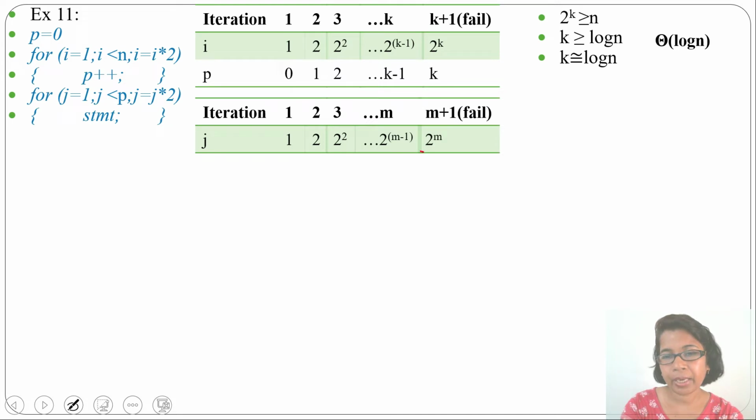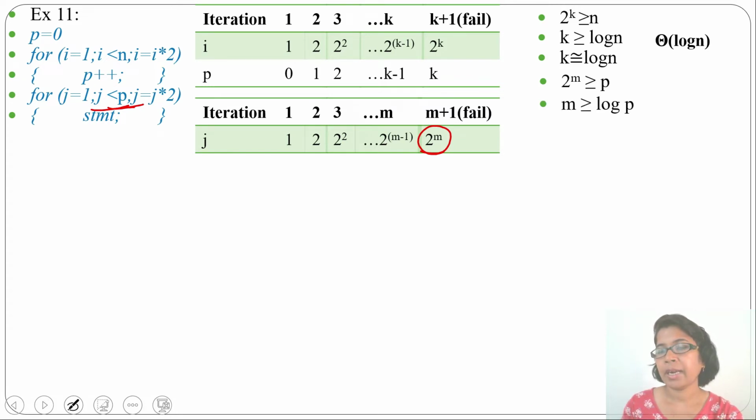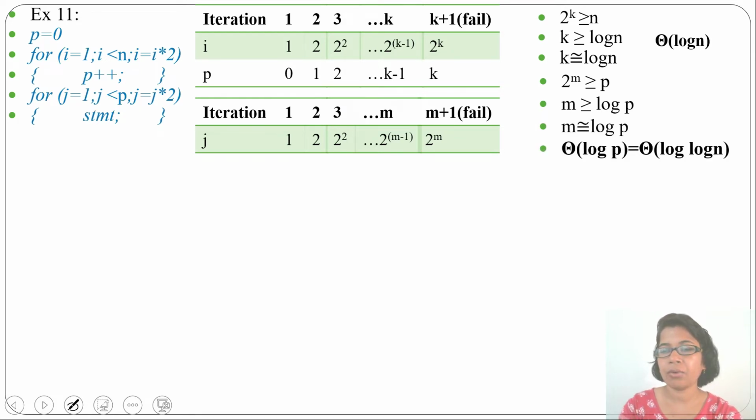So when will it fail? When this 2 power m is greater than or equal to p. Till it is less than p, it will work. When it is greater than or equal to p, it will fail. So when 2 power m is greater than or equal to p, it will fail. What is the m value? M value is greater than or equal to log p. We can write approximately m equivalent to log p. So here running time will be theta of log p.